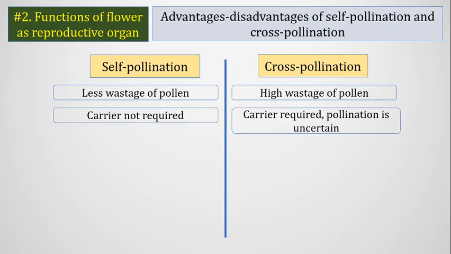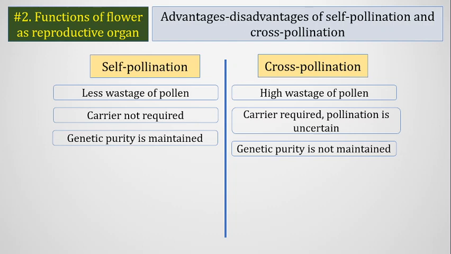In self-pollination, a carrier is most often not required, because with some small vibrations or by some small wind, it can be pollinated automatically. But for cross-pollination, the pollen has to travel much farther, a considerable distance. So it essentially requires a carrier. And pollination is also uncertain, because a carrier is specifically needed.